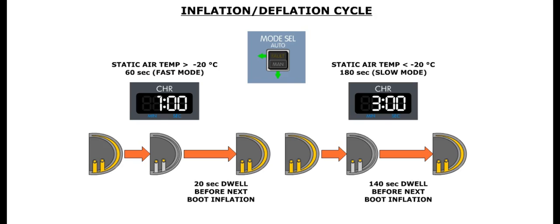If the static air temperature is greater than -20 degrees Celsius, the de-ice cycle is set at 60 seconds. If the static air temperature is less than -20 degrees Celsius, the de-ice cycle is set at 180 seconds. If the de-ice cycle is 60 seconds, the system will dwell for 20 seconds. If the de-ice cycle is 180 seconds, the system will dwell for 140 seconds.